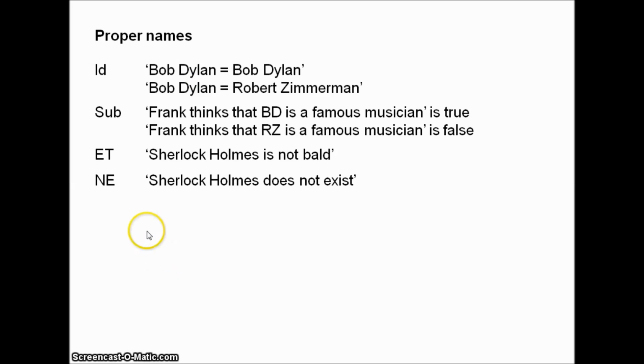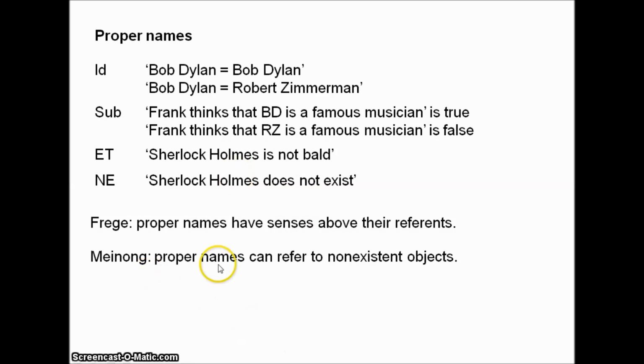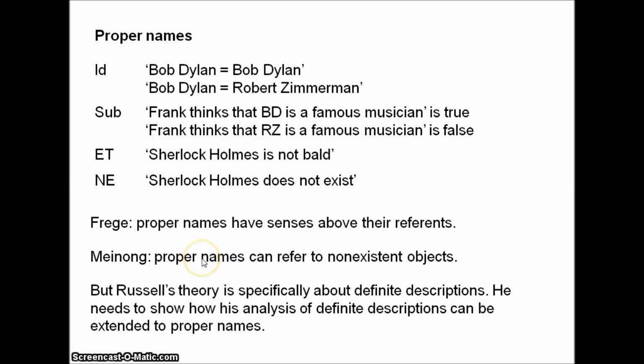And since every one of these problems applies equally to proper names, no theory about definite descriptions alone is going to solve them. Now for Frege and Meinong, note that this is hardly a problem, since their theories are quite general. Frege can say that both definite descriptions and proper names have senses above their reference. Meinong can say that both definite descriptions and proper names refer to non-existent objects. Russell's theory is specifically about definite descriptions. It's an analysis of the logical form of definite descriptions, so that kind of response is hardly open to him.